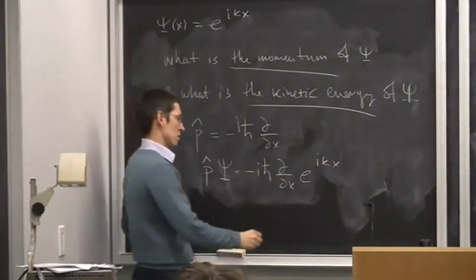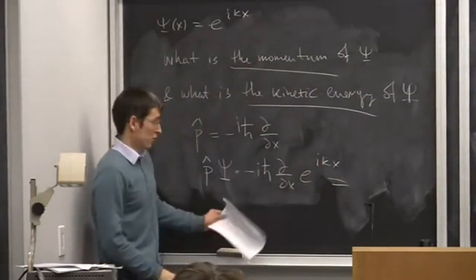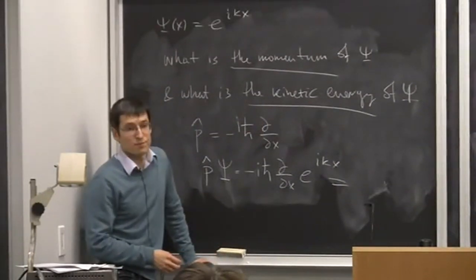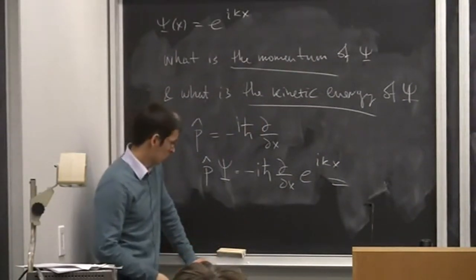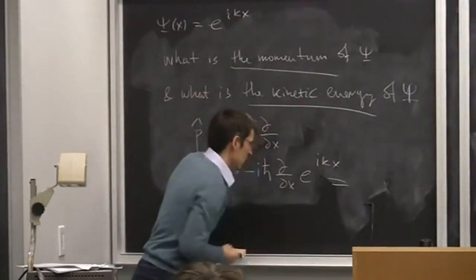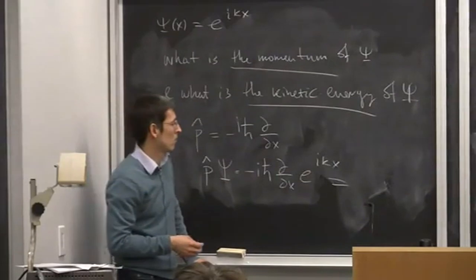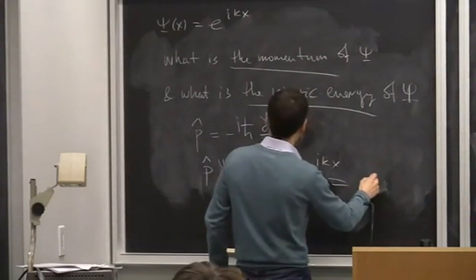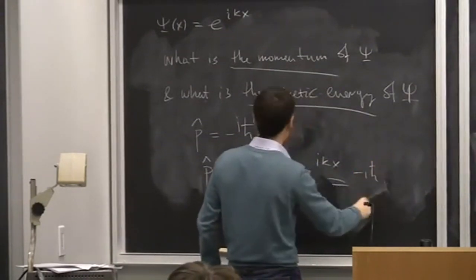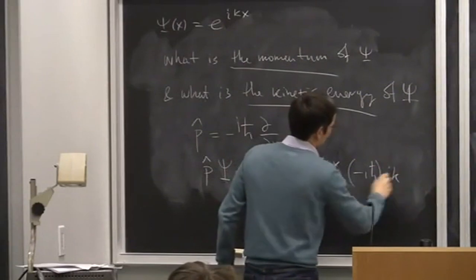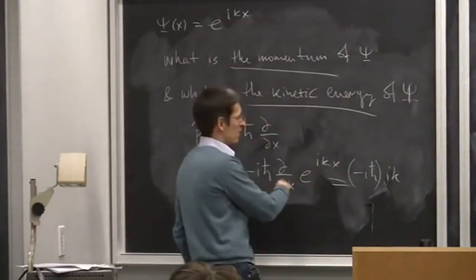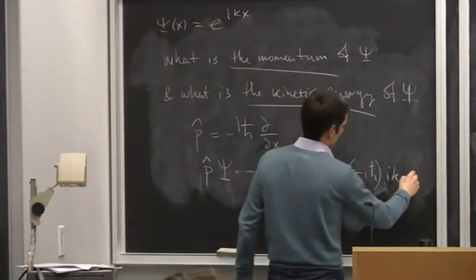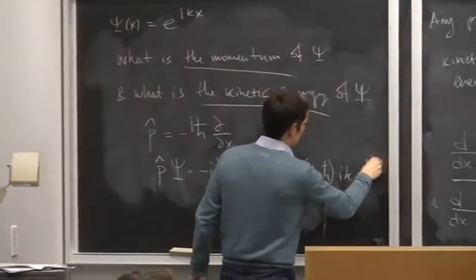So what will be the result of the differentiation and multiplying by a constant of this function? Anyone? So just ik times the original function? That's right. So it's a very simple example. ik comes out of the exponent when you differentiate. There is another constant, minus i h bar, and then there is the original function e to the ikx, right?